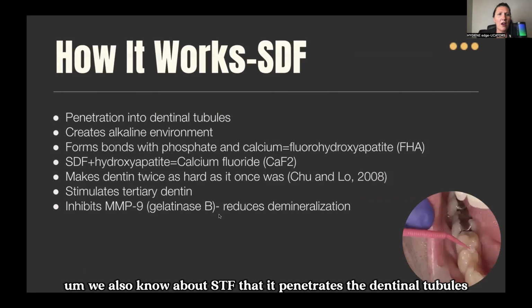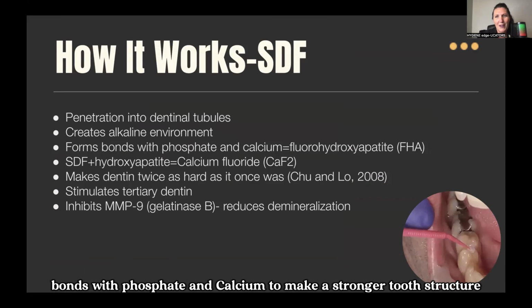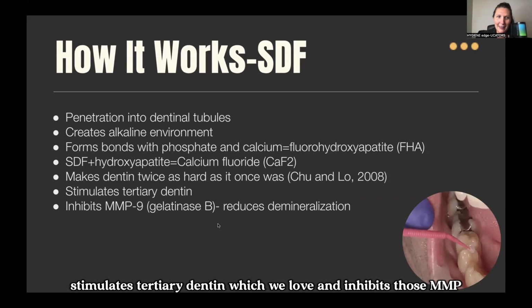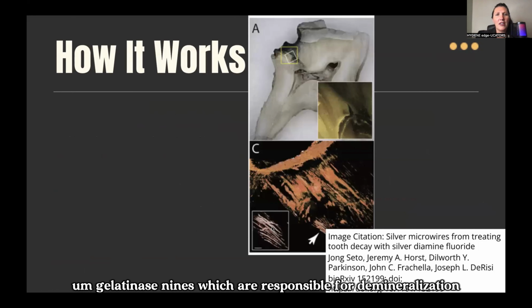We also know about SDF that it penetrates the dentinal tubules, creates an alkaline environment, forms bonds with phosphate and calcium to make a stronger tooth structure, stimulates tertiary dentin, which we love, and inhibits those MMP gelatinase 9s, which are responsible for demineralization. And with that, it prevents caries and remineralizes caries.